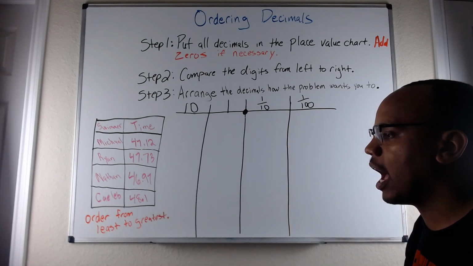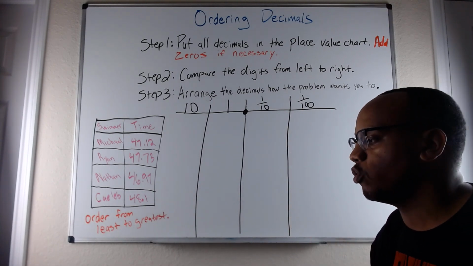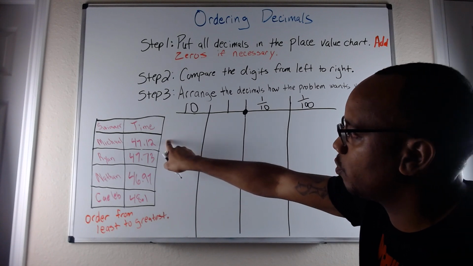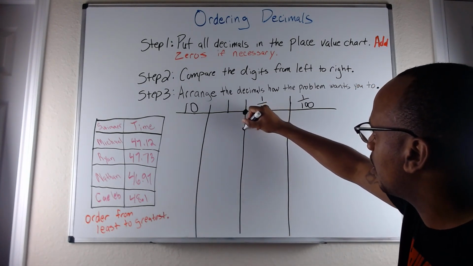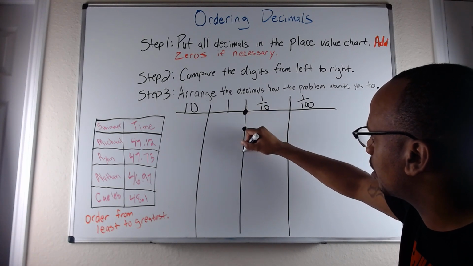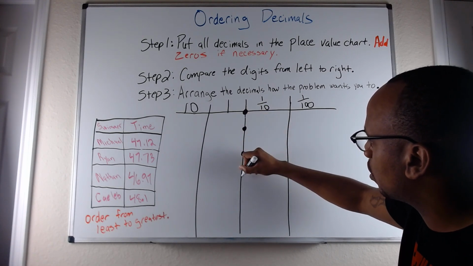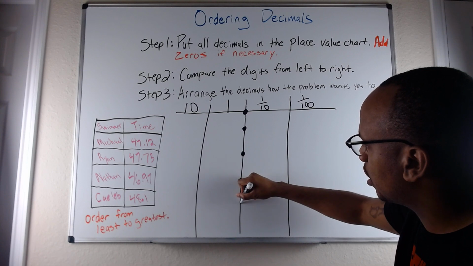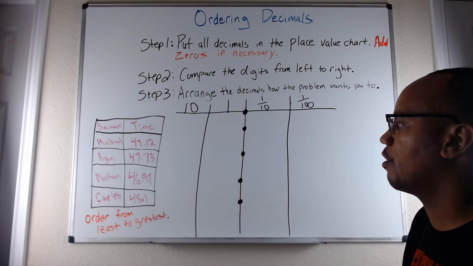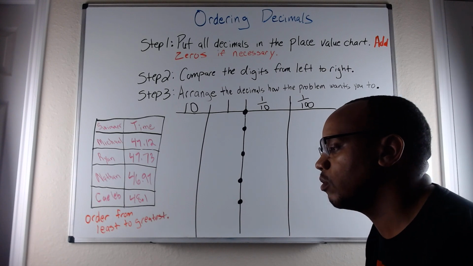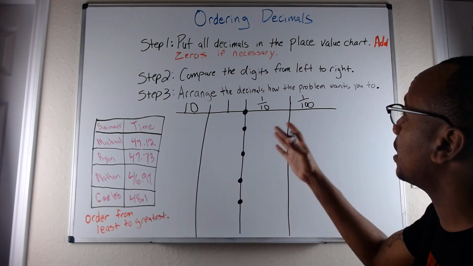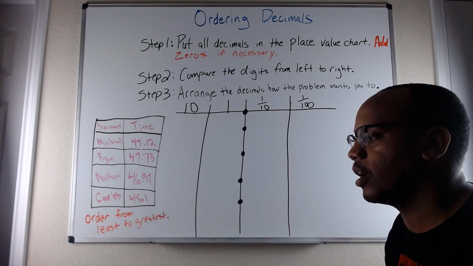Now I ask, how many decimals do you have? Well, I have 4 swimmers. 1, 2, 3, 4. So I'm going to make a dot for each one. Then I'm going to simply place them in the place value chart according to where the decimal point is.